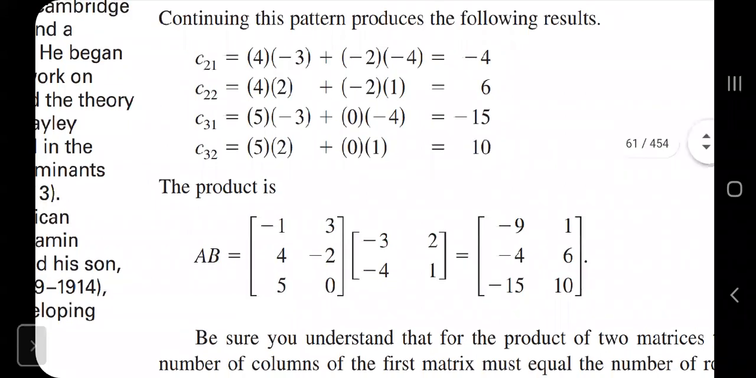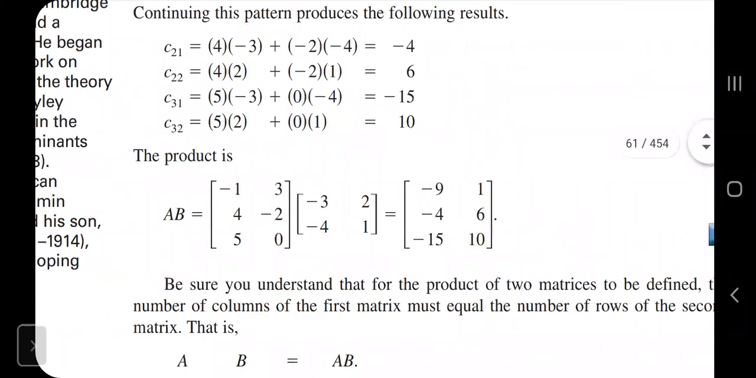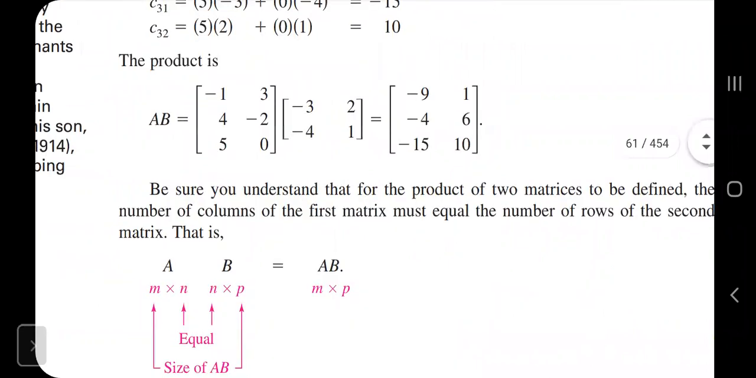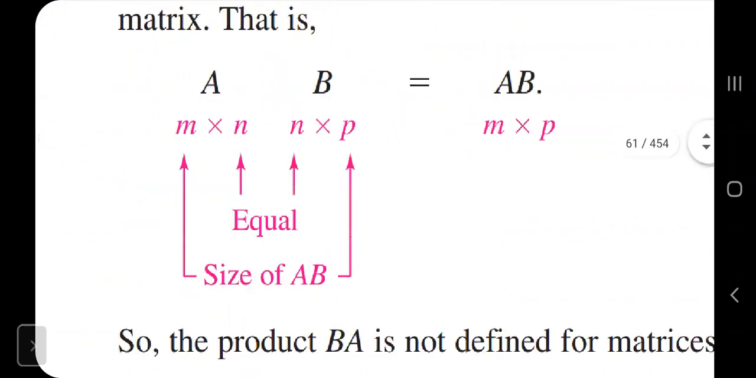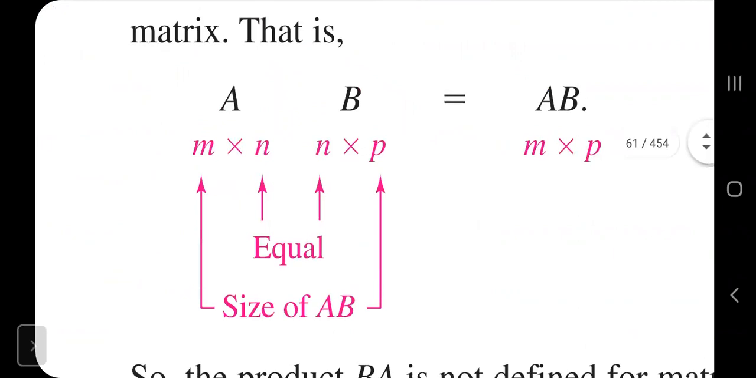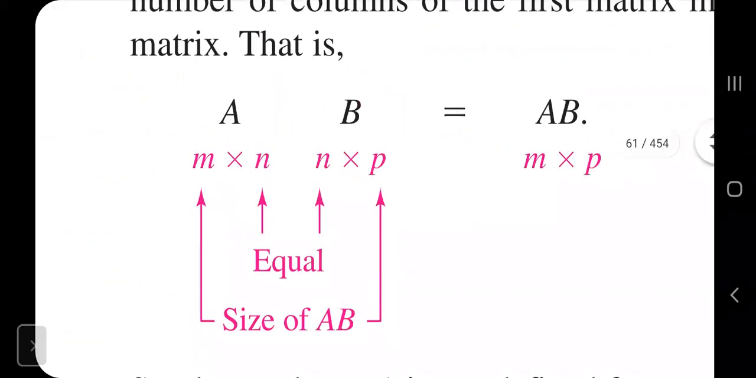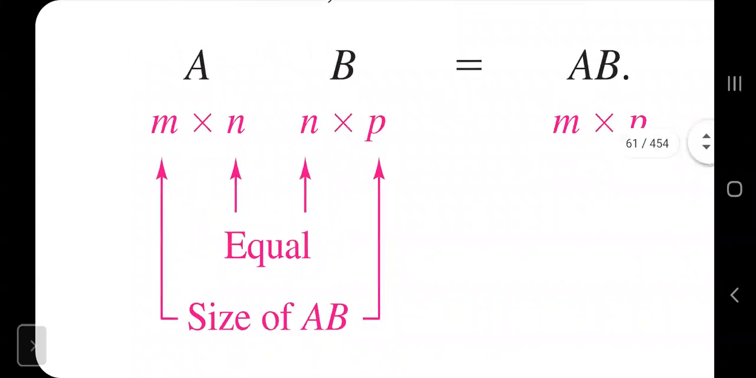So as I said before, in order to multiply a matrix A times a matrix B, look at the bottom here. I want to make this a little bigger. A has to be, let's say, an m by n matrix, and B is an n by p matrix. So the n's, if you notice, have to be equal.